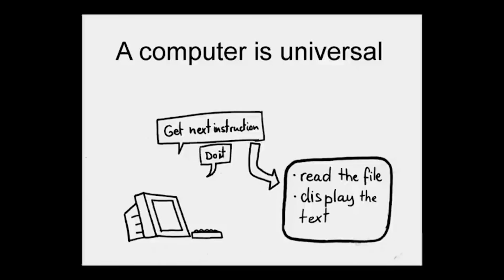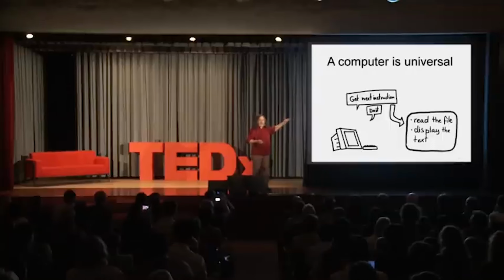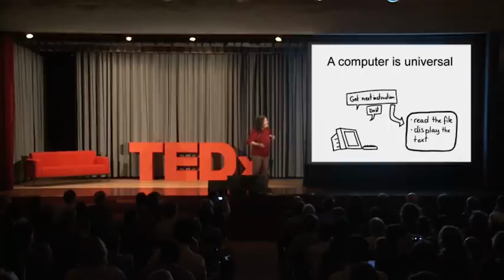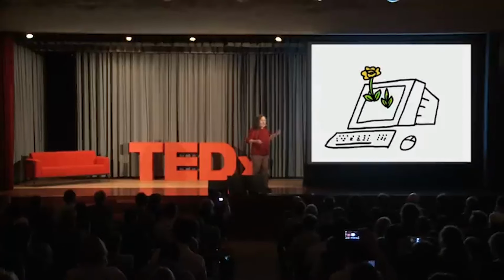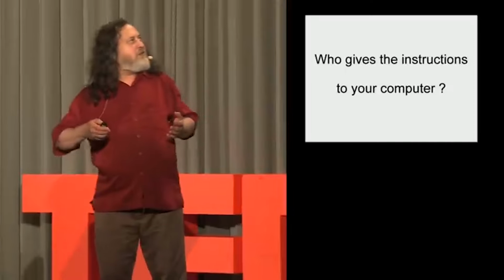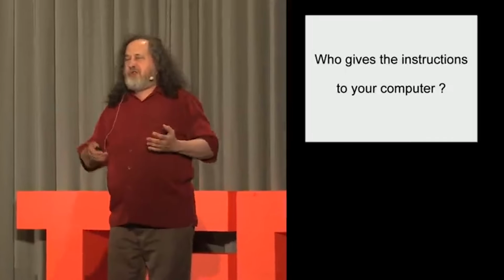It will do any computation you want it to because you give it a program that says what the computation is that you want. So the computer only knows how to get out an instruction and do it, and get out another instruction and do it. The program has the instructions. It says what to do. So by writing the right program, you can make it do anything. Well, almost anything. So who gives the instructions to your computer?